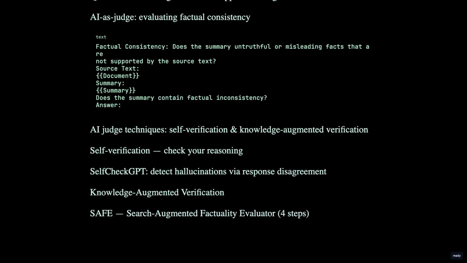SAFE from Google DeepMind verifies long-form LLM outputs by using web search as an external fact source. It operates in 4 stages. Extract candidate claims from the model output, run targeted web queries for evidence, compare and align retrieved sources with the claims, then produce a factuality score and explanation. See the figure for the full pipeline.